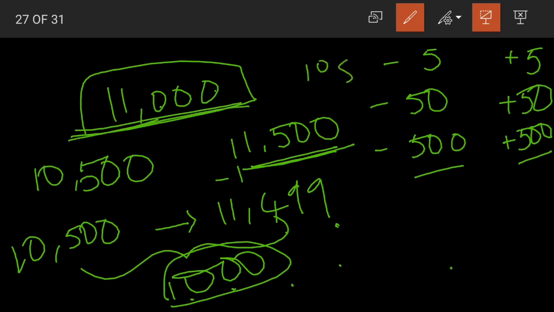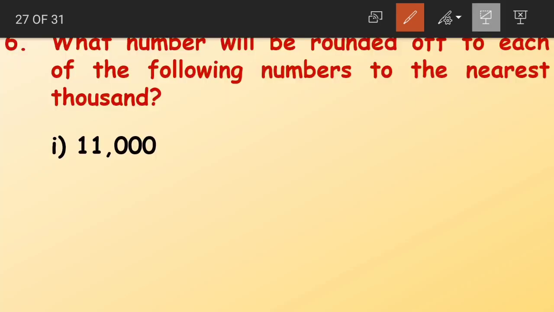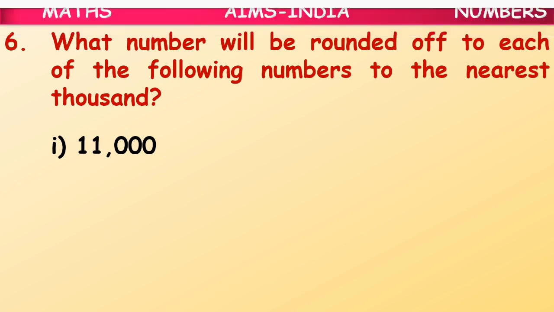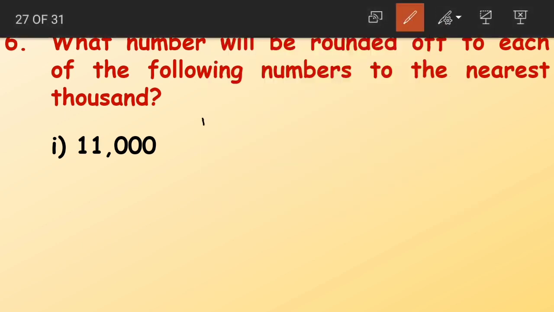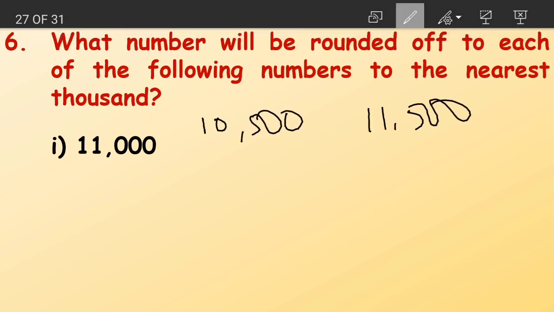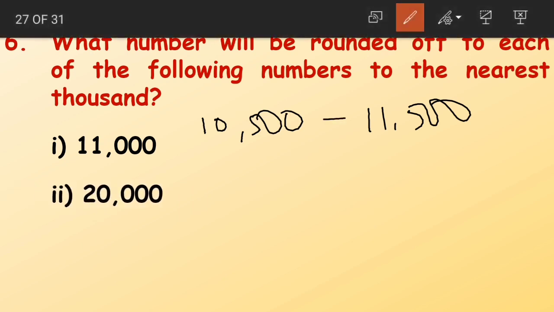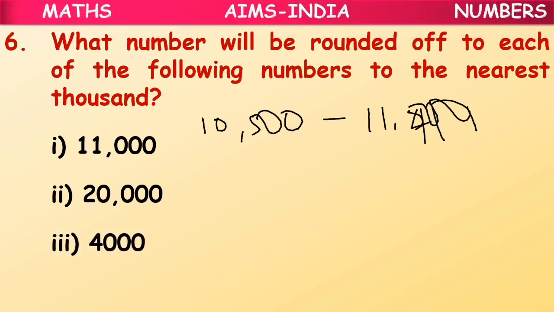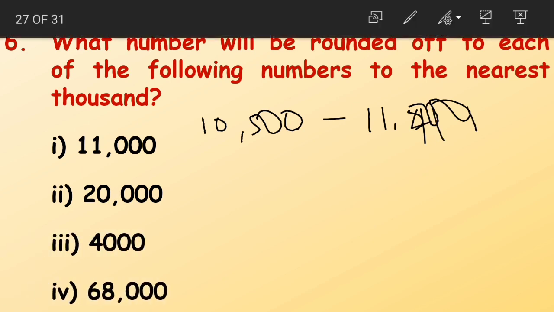Here for tens we get 10 numbers by doing this, and even for hundreds we get 100 numbers. For thousands we get 1000 numbers. Clear? This is simple, right? Yes. Now let us solve this answer. 11,000, as I said, minus 500 becomes 10,500, plus 500 becomes 11,500. So the numbers from 10,500 till 11,499 can be estimated as 11,000.